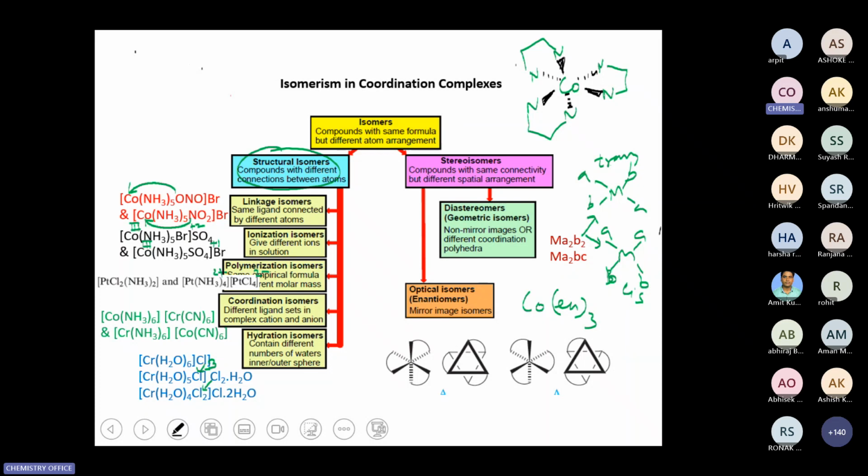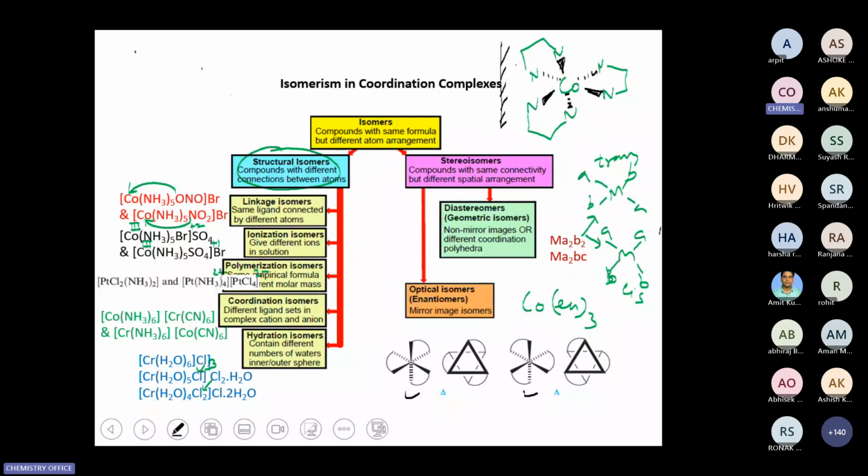Now, suppose you take a mirror image of this one. It is shown here. The mirror image is this one, but they will not superimpose with each other. One cannot be fit over the other, and they have an enantiomeric relationship. So these are the 2 isomers obtained for the molecule cobalt tris-ethylenediamine.